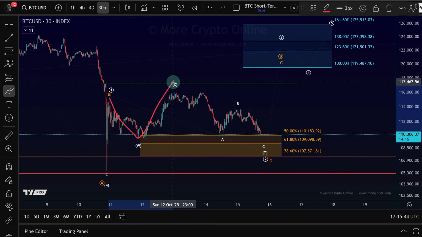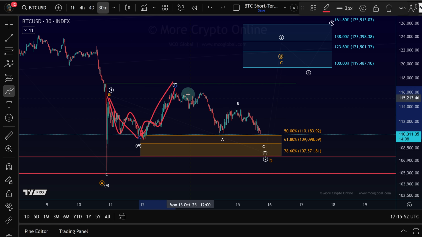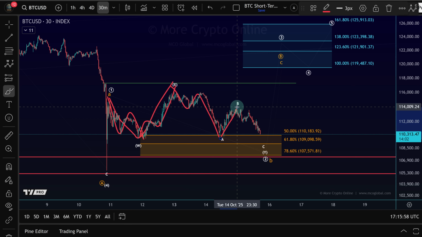WX makes sense because the move down in wave W is a 3-wave move. The wave X to the upside is a 3-wave move. Then if this is the Y wave, we had the A wave itself as a 3-wave move. The B wave is to me a bit unclear, and the C wave down could be unfolding right now.